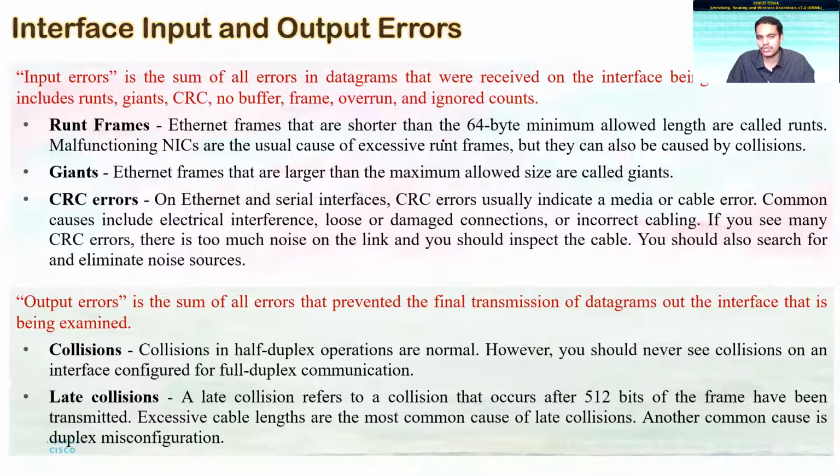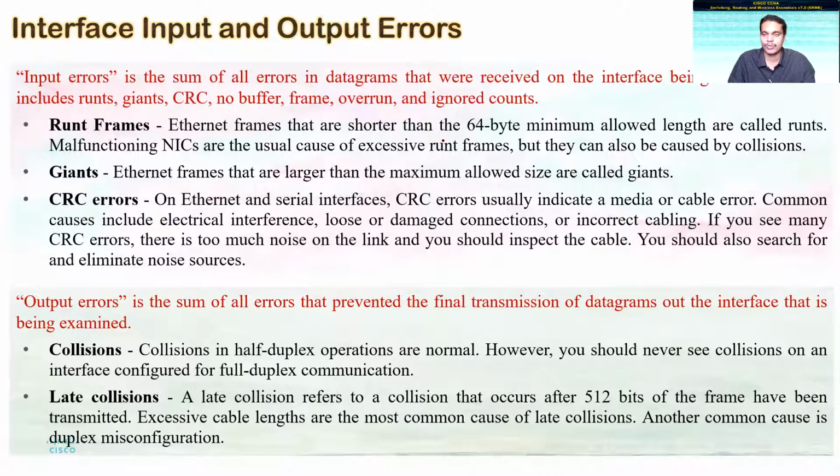Collisions in half duplex operations are quite normal. If you set it up for full duplex communication, it is very rare to have a collision. Late collision refers to a collision that occurs after 512 bits of the frame has been transmitted. Usually a collision happens during the first 512 bits of transmission. If the first 512 bits are transmitted without any issue, the frame tends to be successfully transmitted. Another reason for late collision is duplex misconfiguration. If you haven't set the duplex settings properly, it might lead to late collisions. So this is regarding the interface input and output errors.